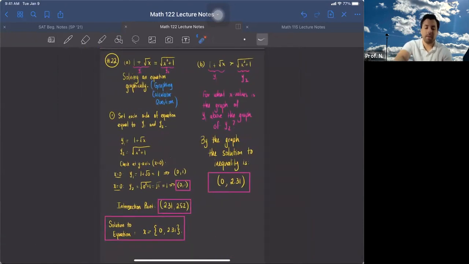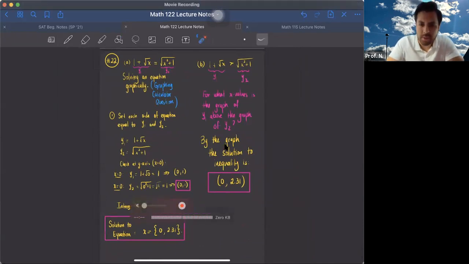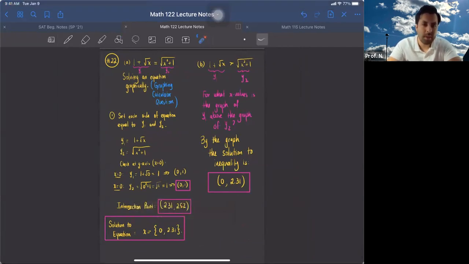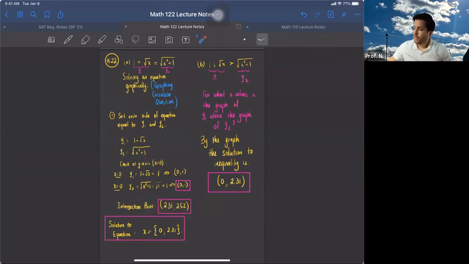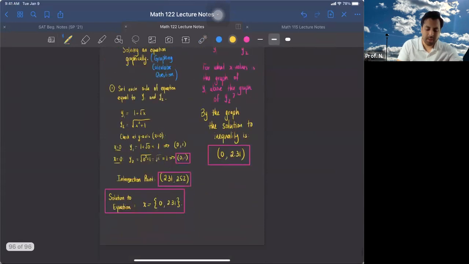Okay, so that was what I wanted to discuss. We touched upon it earlier than I expected, but good. Any questions about using the graphing calculator to solve equations graphically? No questions with this? Everyone's clear? Okay, all right, so we'll go with this.